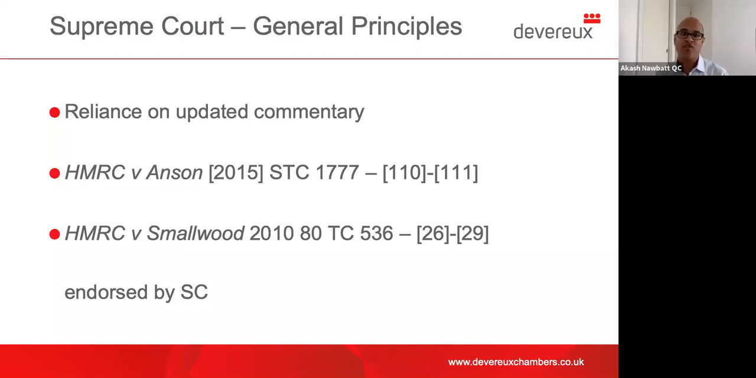So I'll start with the general principles that I think we can derive from the Supreme Court's judgment. The Supreme Court, perhaps surprisingly, given the difference of opinion in the courts and tribunals below, were unanimous. So it was a 5-0 verdict. The judgment was given by Lord Briggs.